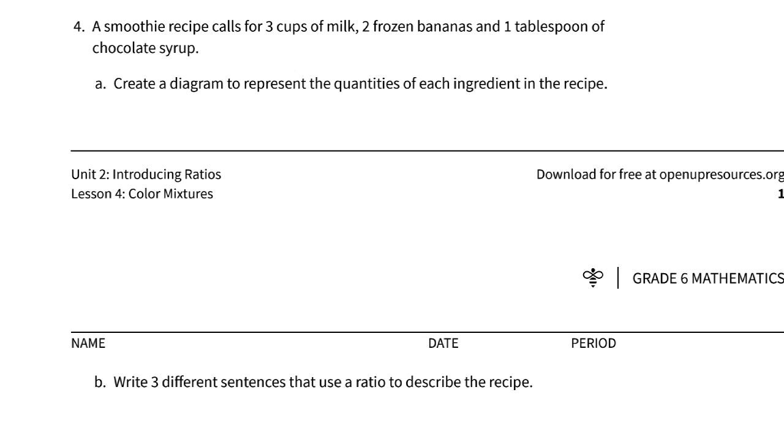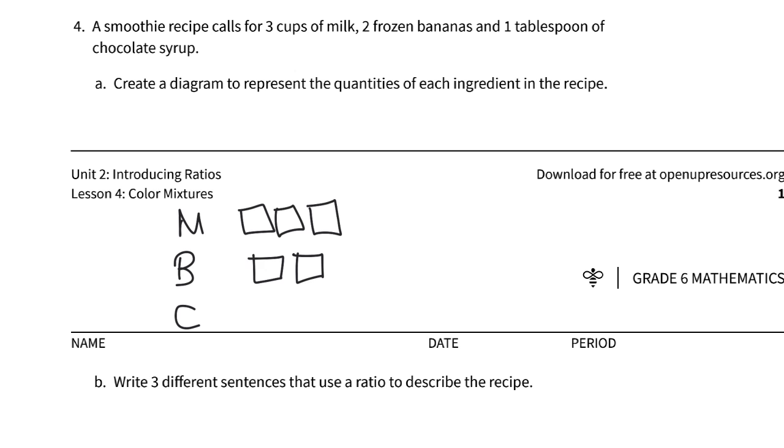So if we want to create a diagram for that, I could do, let's say, I'll do it down here. M for milk, and it says 3 cups of milk, 1, 2, 3, and then B for bananas, and it says 2 frozen bananas, so I'll do 2. And then chocolate syrup, I'll just put a C for chocolate syrup, and it says 1 tablespoon. So there is my diagram right here.